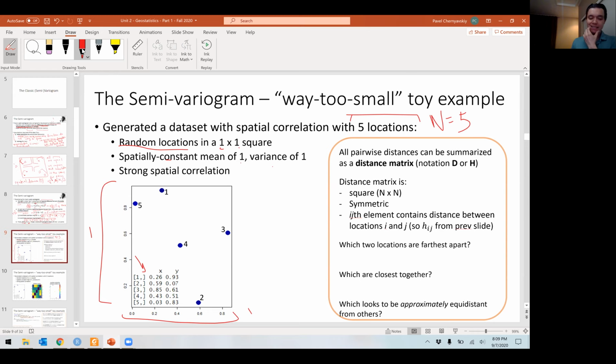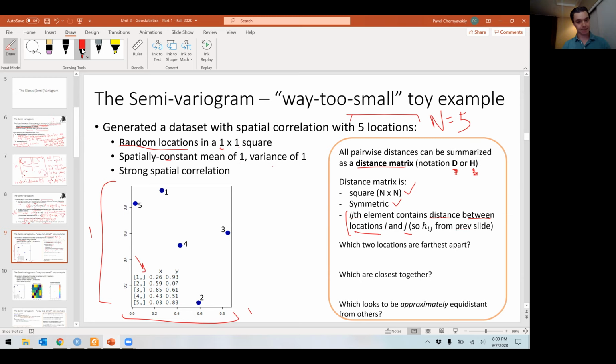All pairwise distances can be summarized in a distance matrix. And annoyingly, in spatial statistics, you will run into a lot of different notation. So I've seen this bolded D be the distance matrix, or I've also seen this bolded H be the distance matrix. Don't ask me why. Our distance matrix is going to be square and symmetric. And the ijth element contains the distance between locations i and j. If you look back to our multivariate normal distribution, this is going to have some similarities to that correlation matrix. Our correlation matrix is going to be square. Our correlation matrix is going to be symmetric. Inside of our correlation matrix, the ijth element contains the correlation of data between locations i and j.